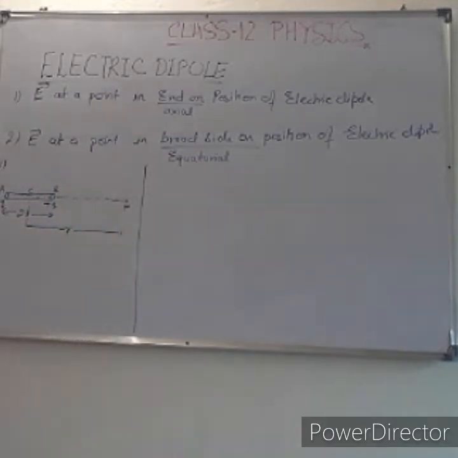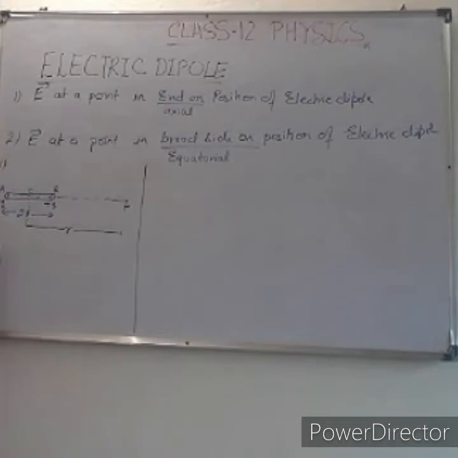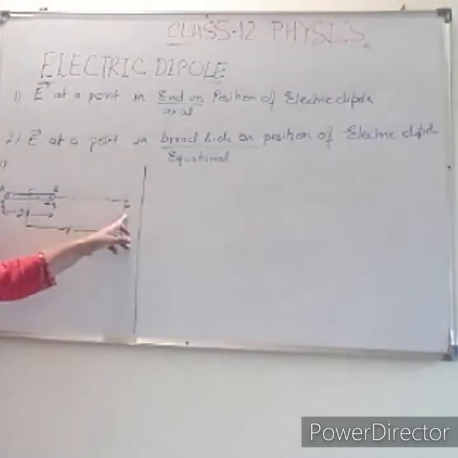Now it will be clear to you why we have taken 2L as the dipole length. The 2L at the center position is divided into two parts, AC, that is L, and CB, that is L. So what do we have to do if we want to calculate the electric field at point P?